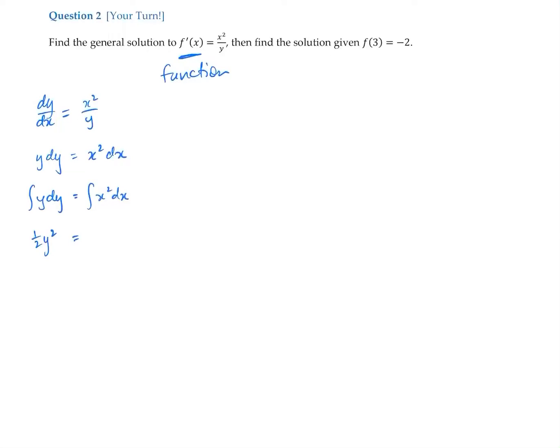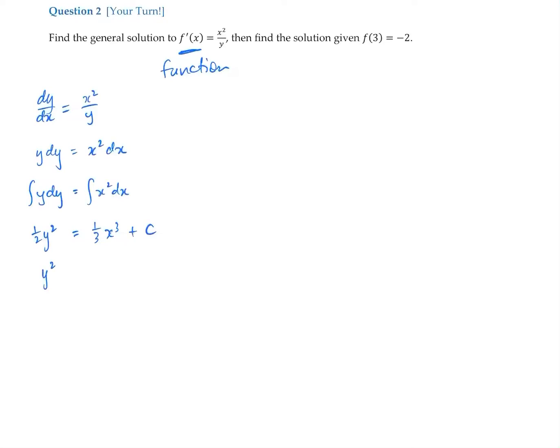Half y squared equals a third x cubed plus c, so that c is taking the hit for both sides. We've got y squared equals 2/3 x cubed plus c. We've doubled a constant, but it's still just a constant. And so the general solution is really what I just wrote. It's a relation, not a function, so writing it in terms of y squared is fine.